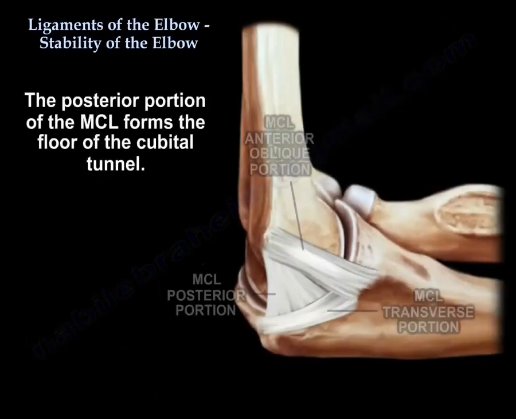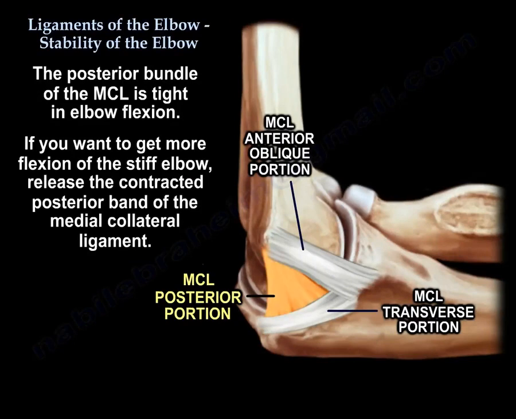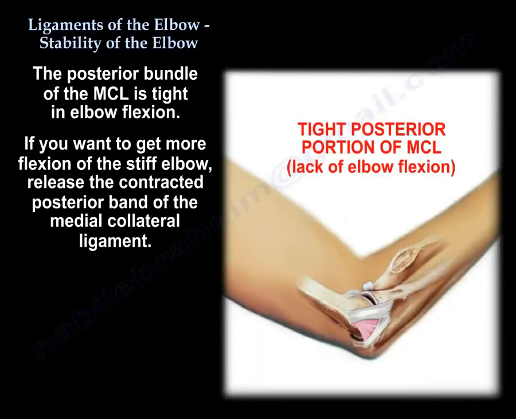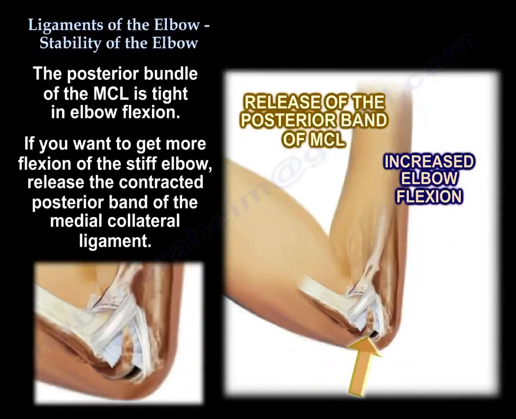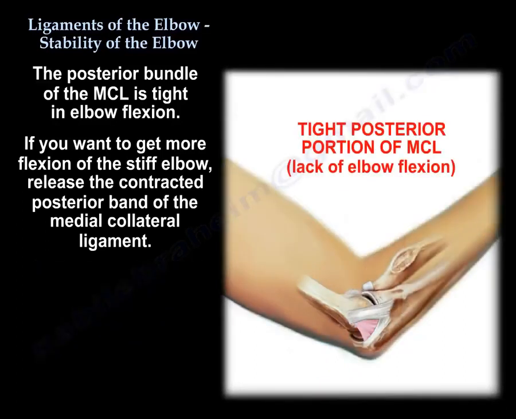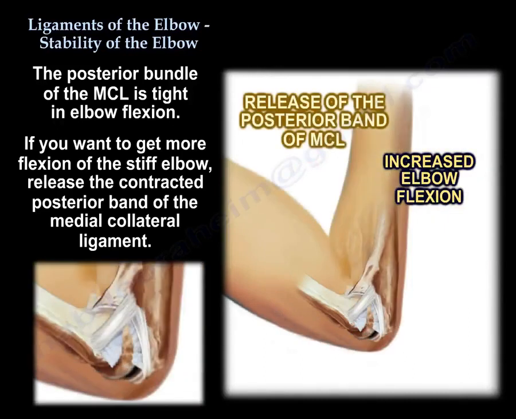The posterior portion of the MCL forms the floor of the cubital tunnel. The posterior bundle of the MCL is tight in elbow flexion. If you want to get more flexion of the stiff elbow, release the contracted posterior band of the medial collateral ligament. Here there is a stiff elbow with decreased elbow flexion due to a tight posterior portion of the MCL. Now we do release of the posterior band of the MCL, and by this we increase the elbow flexion.